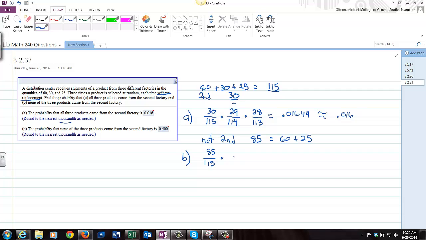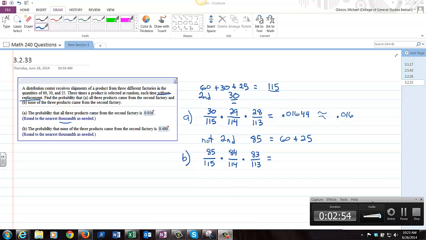Then what's the probability the second one's not from the second? Well, the first one's already been taken out of the group, so it's 84. It's 84 of 114. And then the probability of the third one, there's 113 left. We've already taken out 2 that were not from the second, so that leaves 83 that were not from the second. Now we just need to multiply that out.